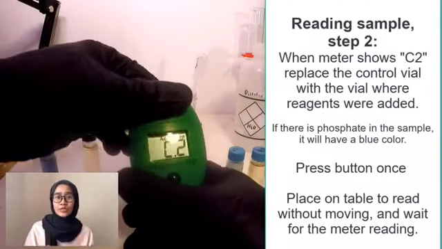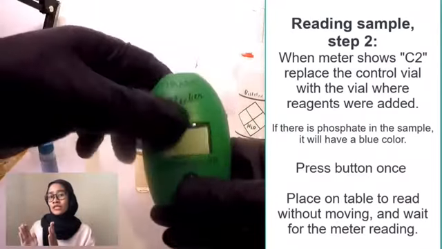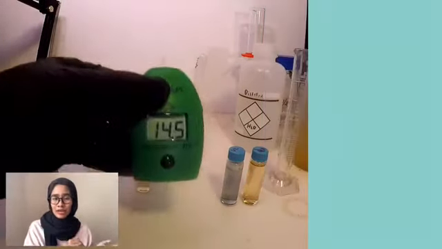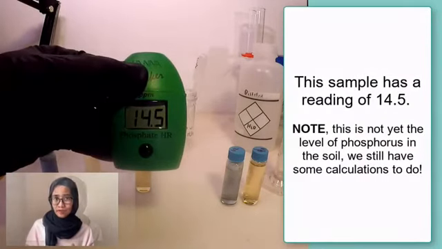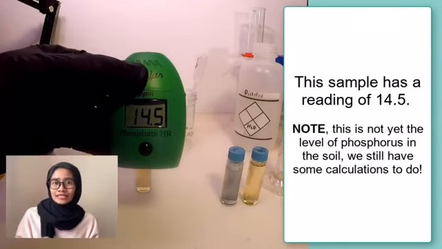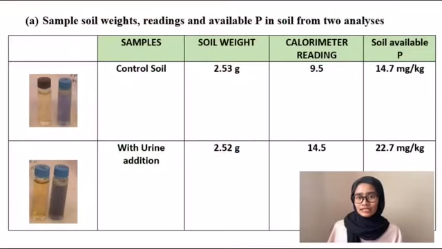After C2 appears on the screen, replace the control vial with another vial that contains the reagent, and then place it on the table just like before and read it without moving it. But the final reading on the HANNA high range phosphorus colorimeter does not show the exact amount of P in the soil, so some calculation needs to be done. Here, these are the results. So comparing the results and the standard, it can be said that the available P inside the soil sample used in this experiment is quite high.